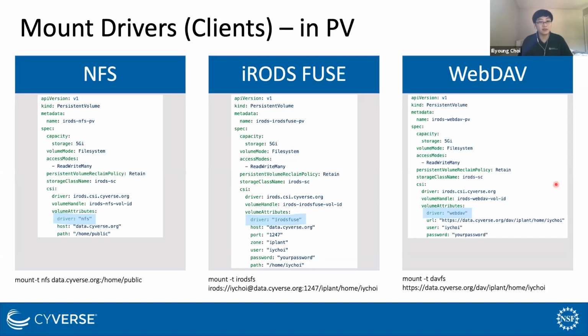To configure a persistent volume to use iRODS fuse, set the driver field iRODS fuse and set host, port, zone, user and path to the collection to mount. In the same way, to configure a persistent volume to use WebDAV client, set the driver field WebDAV. In this case, CSI driver will use DavFS2 as a client program. Then set URL to the WebDAV service and username and password for authentication.